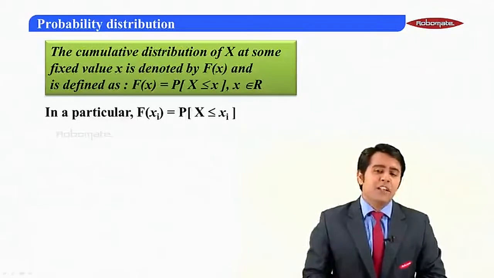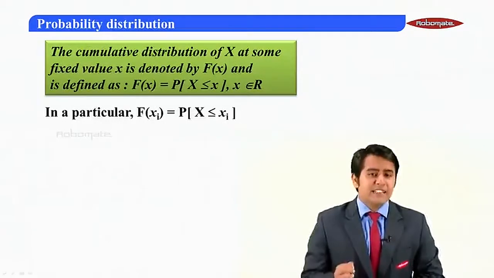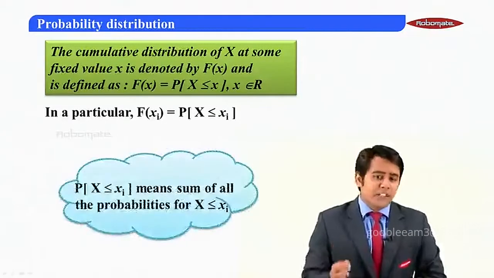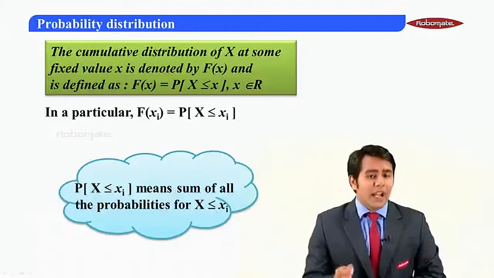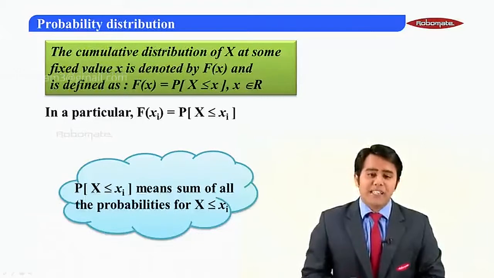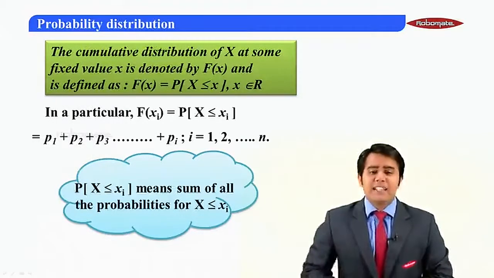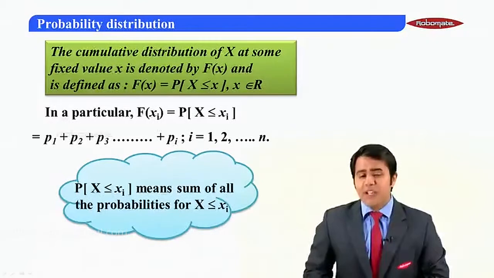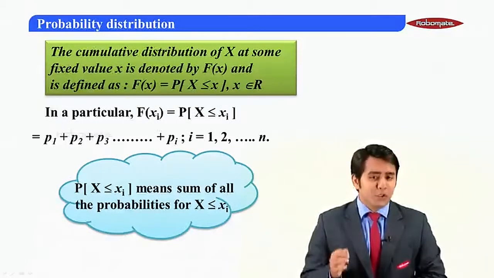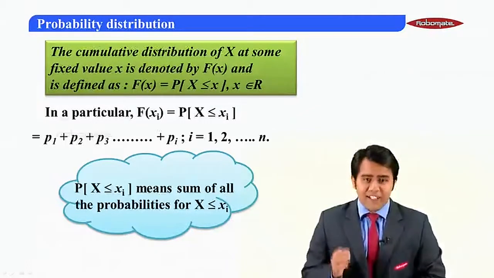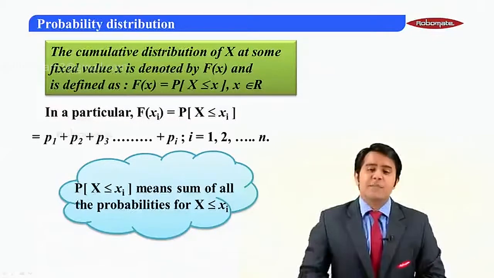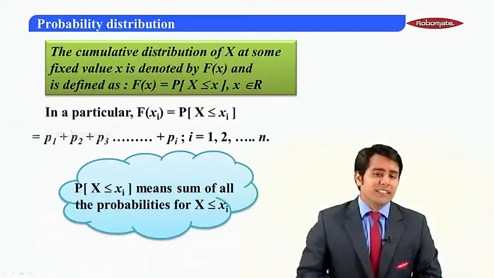So here in particular, F(xi) is nothing but the probability of X less than or equal to xi, which means that I have to add, that is, take the sum of all the probabilities for X less than or equal to xi. So I can say that P(X less than or equal to xi) is simply equal to p1 plus p2 plus p3 and so on up to pi, where i is 1, 2 and so on up to n. So it is simply the sum of probabilities up to xi.